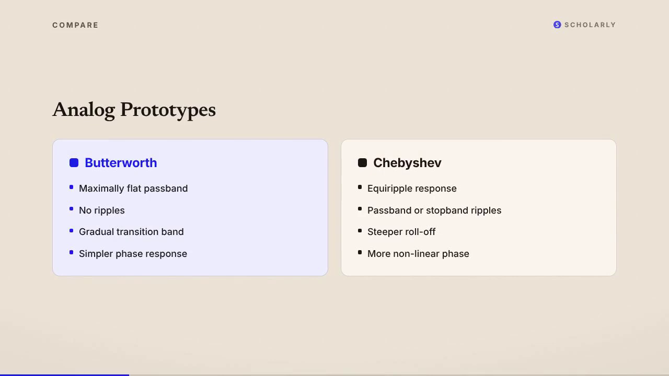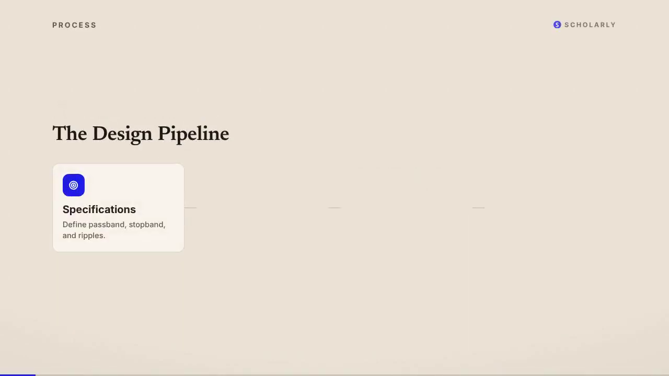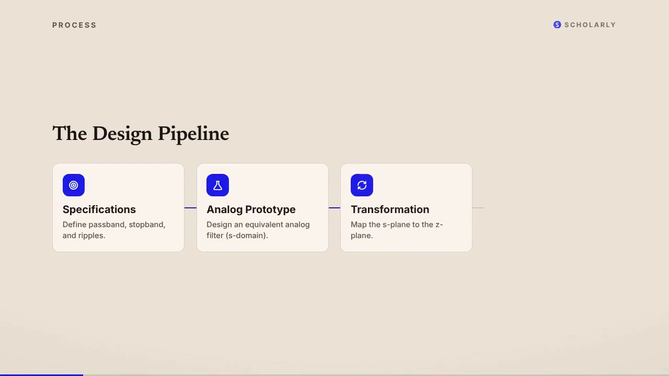We choose an approximation method based on our needs. The Butterworth filter is the cleanest, providing a maximally flat response in the passband with no ripples. If you need a sharper cut, you look to Chebyshev filters. These trade off ripples in either the passband or stopband to give you a much narrower transition region for the same mathematical complexity. To convert these analog designs to digital, we have two primary paths.